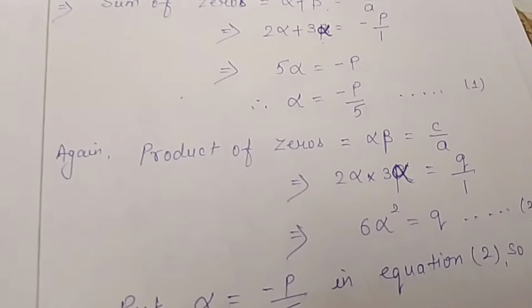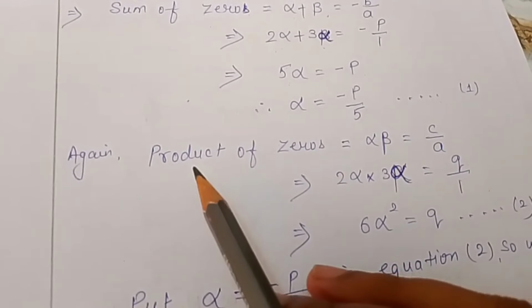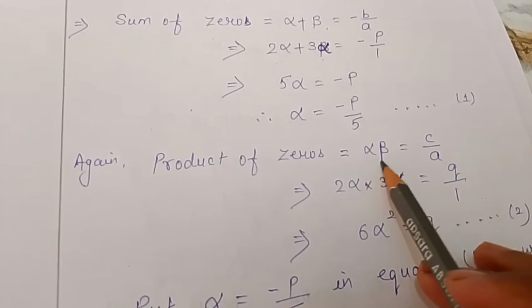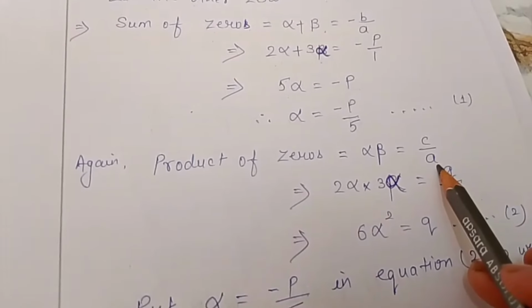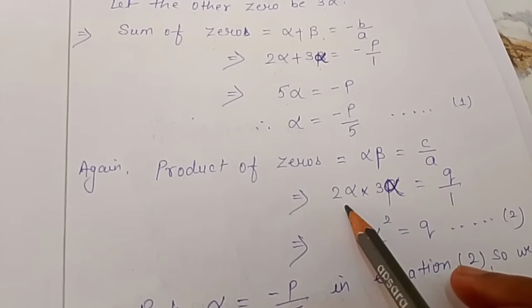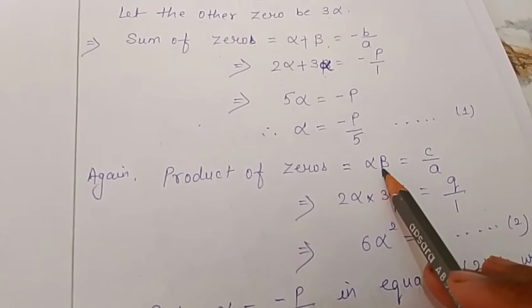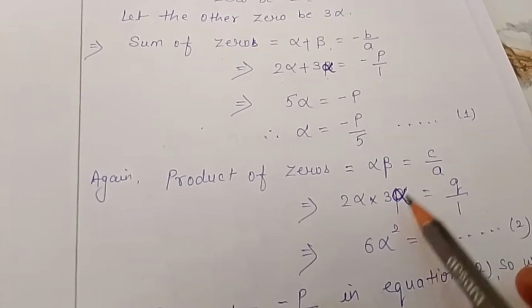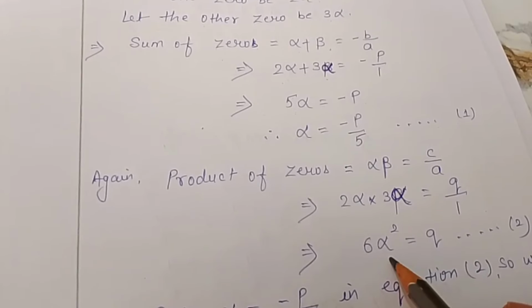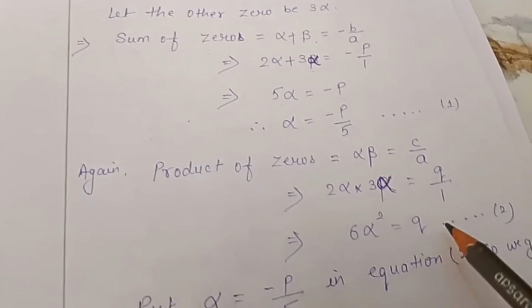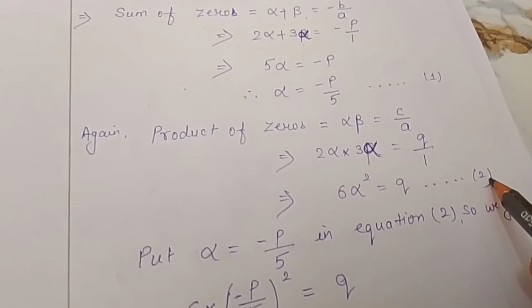Second, use the product relationship so that product of zeros, alpha·beta, is equal to c/a. Put the value of alpha, which is 2 alpha. Put the value of beta, which is 3 alpha. 2 alpha into 3 alpha becomes 6 alpha². It's equal to q. Make it equation number 2.